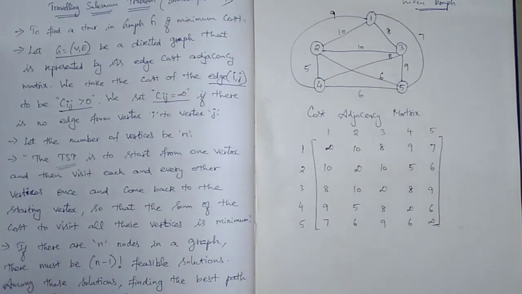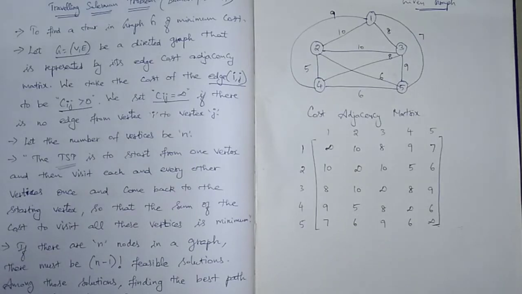Hello all. This lecture is about the traveling salesman problem using the branch and bound technique. Earlier we had discussed various algorithm design paradigms such as divide and conquer, backtracking, and dynamic programming, and branch and bound is one such algorithm design paradigm which mainly focuses on optimization problems.